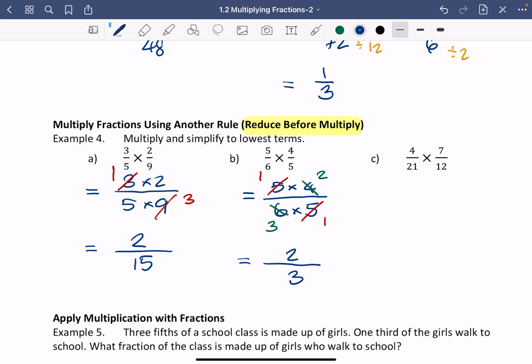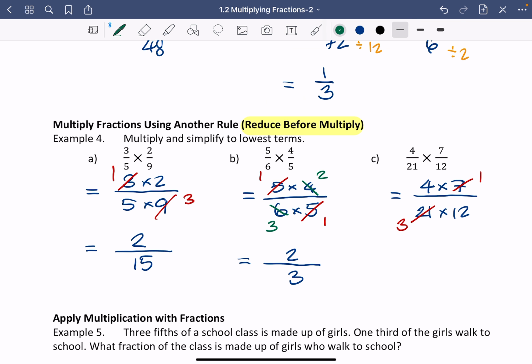Okay, last example. 4 times 7 and then 21 times 12. Any common factors between the top and the bottom? Yeah, we can see that 21 and the 7 have a common factor of, so if we divide both 21 and 7 by 7, the common factor is 7, sorry. Divide by 7, then we get 7 divided by 7 is 1, 21 divided by 7 is 3.